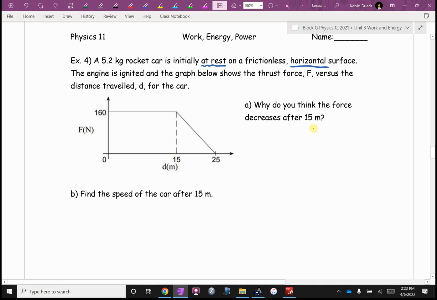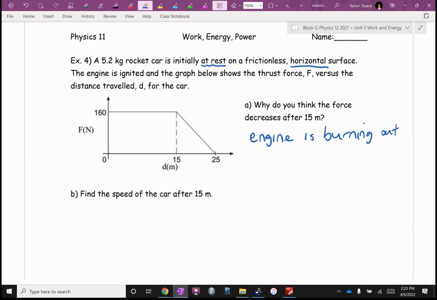A asks, looking at the graph, why do you think the force decreases after 15 meters? What do you think? I think also it's a rocket car. You know what I think is happening? Engine's burning out. Because this is a 5.2 kilogram car. This is clearly not a real car. This is a toy model. Engine's burning out.